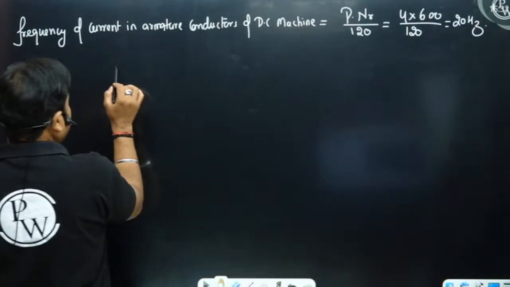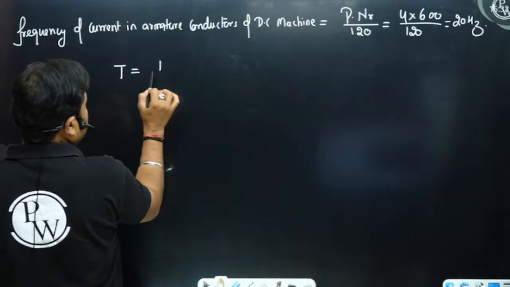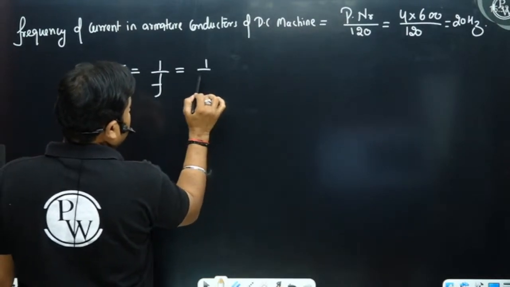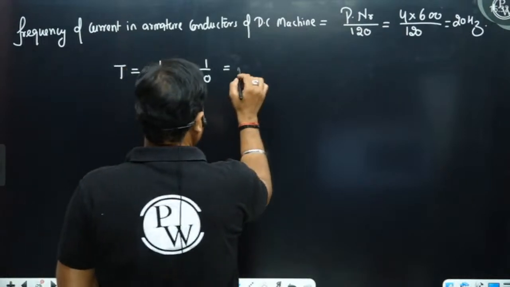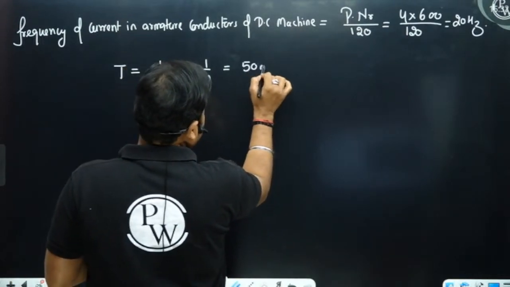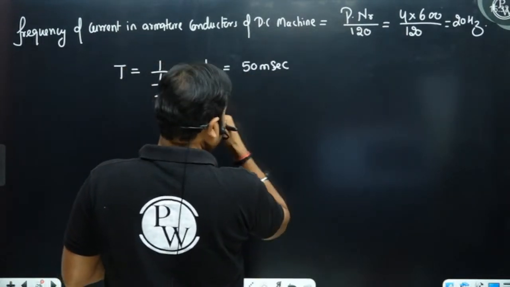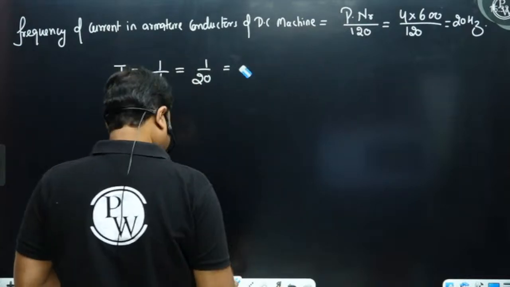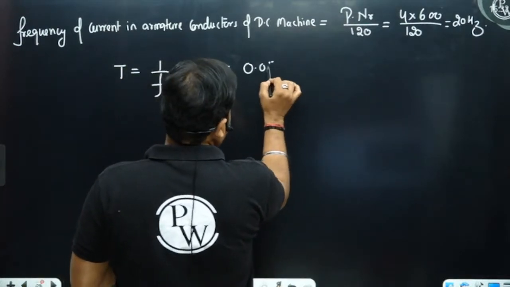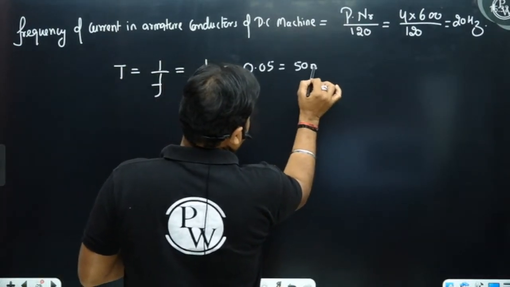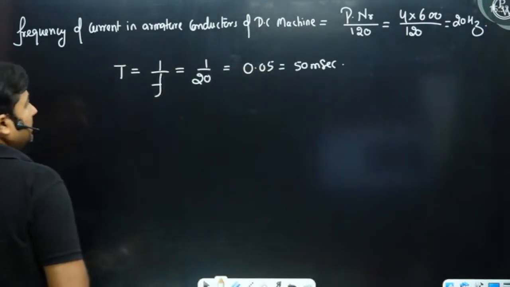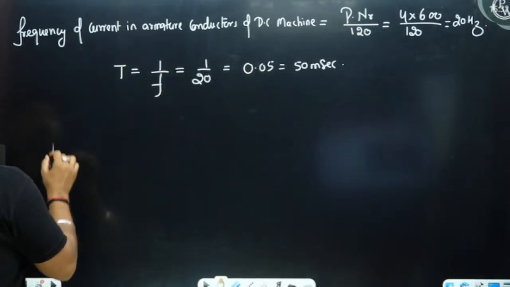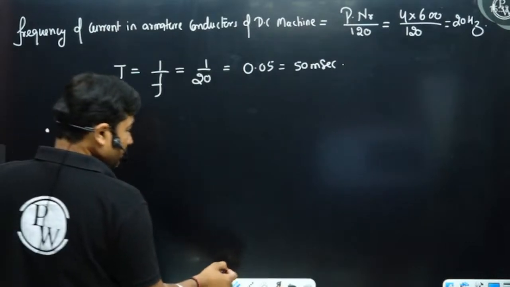So what is the time period of the cycle? Time period of the cycle is 1 upon frequency. So 1 upon 20. 1 by 20 means 50 milliseconds. Basically it is 0.05, or you can say 50 milliseconds, which is 50 into 10 to the power of minus 3. That is 0.05 only. So time period of the cycle is 0.05.